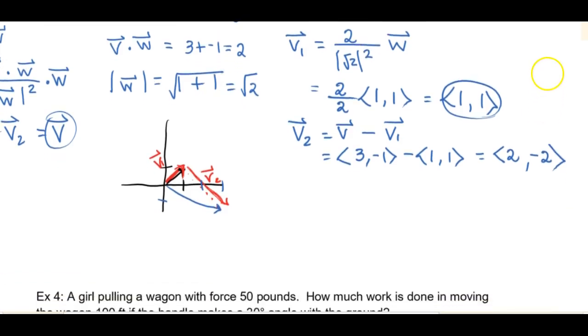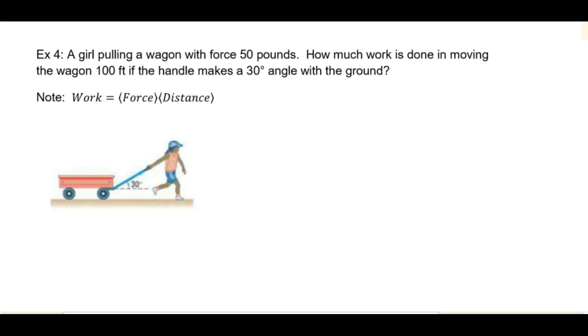Let's try number 4. A girl is pulling a wagon with the force of 50 pounds. How much work is done in moving the wagon 100 feet if the handle makes a 30-degree angle with the ground? So if we take a look at it, we have our wagon, it's on the ground, and it's being pulled this direction at 50 pounds. But remember, the angle that it makes with the ground, that's this guy, is 30 degrees.